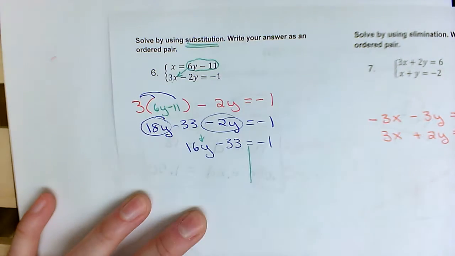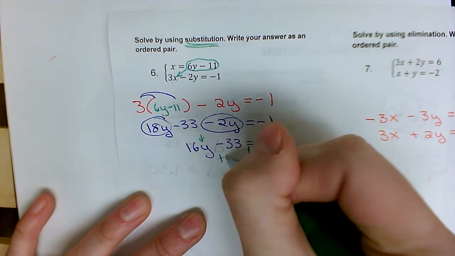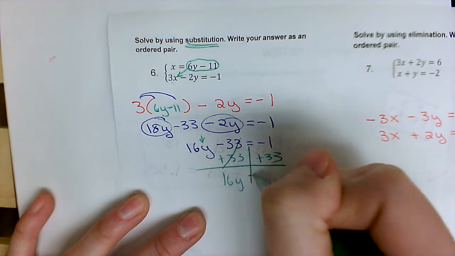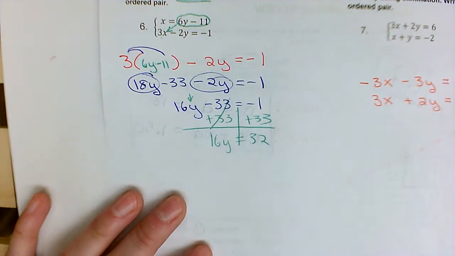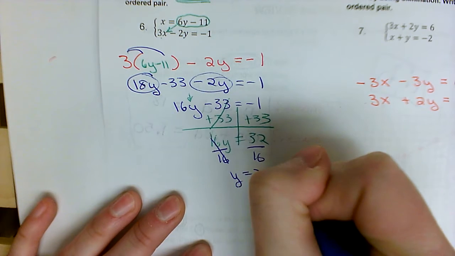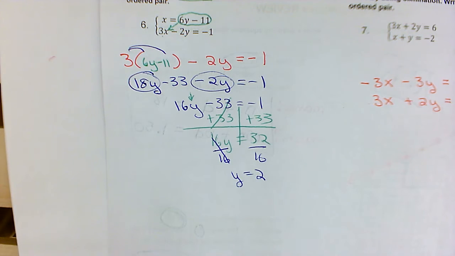If I'm trying to get y by itself, that makes the negative 33 the friend. So I'm going to add it to each side. So that 16y is equal to 32. The last step would be to divide both sides by 16, and now I've got y is equal to 2. That gave us half of our answer.